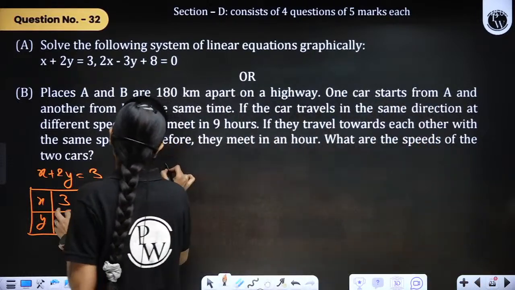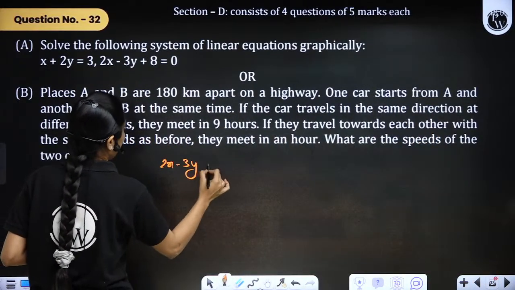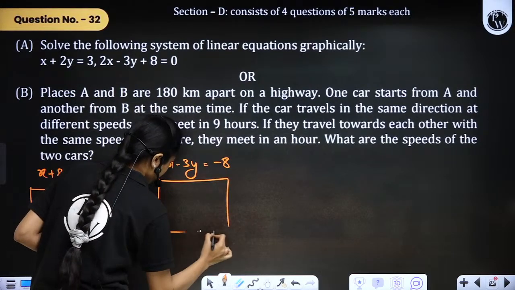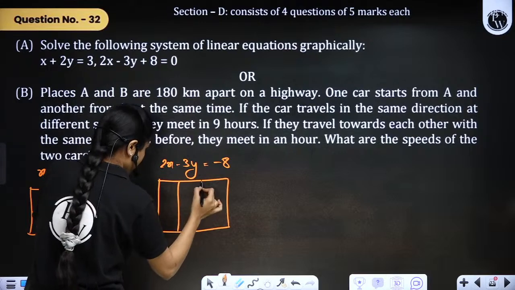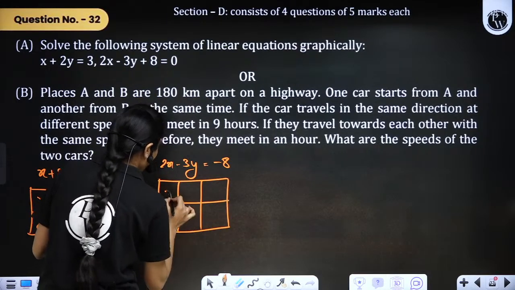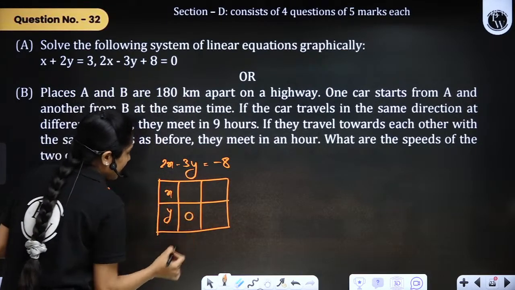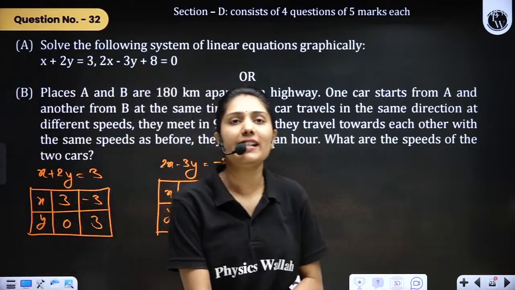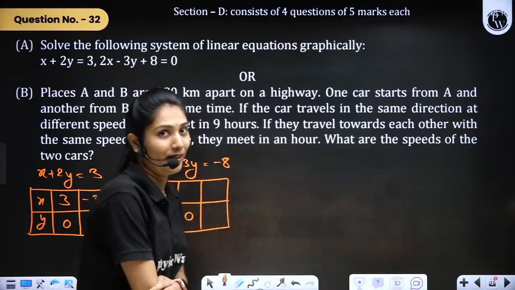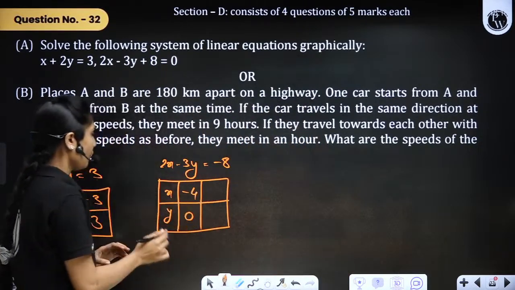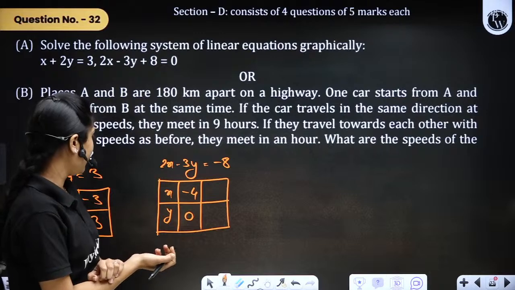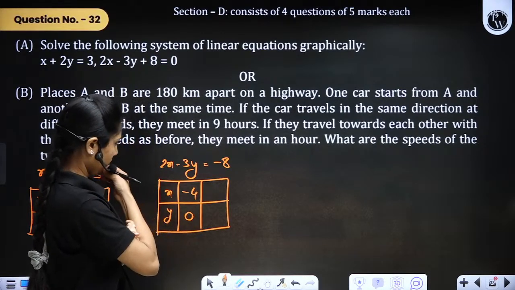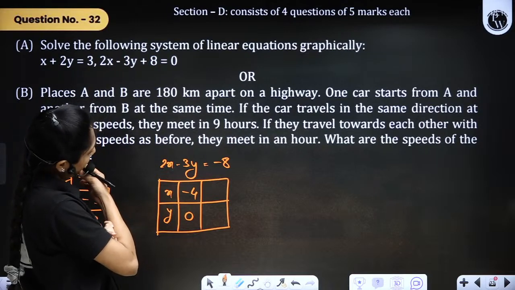Now for the second equation, 2x minus 3y equals to minus 8. Again the same thing we will do. We will take y as 0. So if I'll take y as 0, value of x will be minus 4. Correct? Value of x is minus 4. And if I will take x as 1, so minus 8 minus 2, 10.